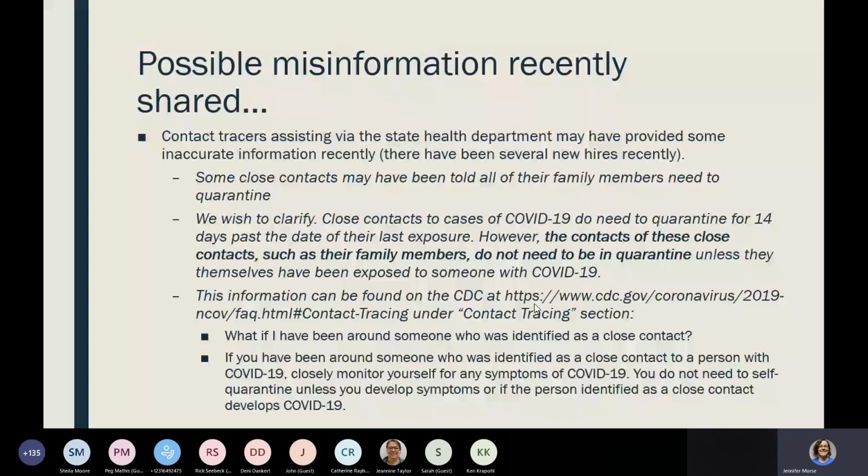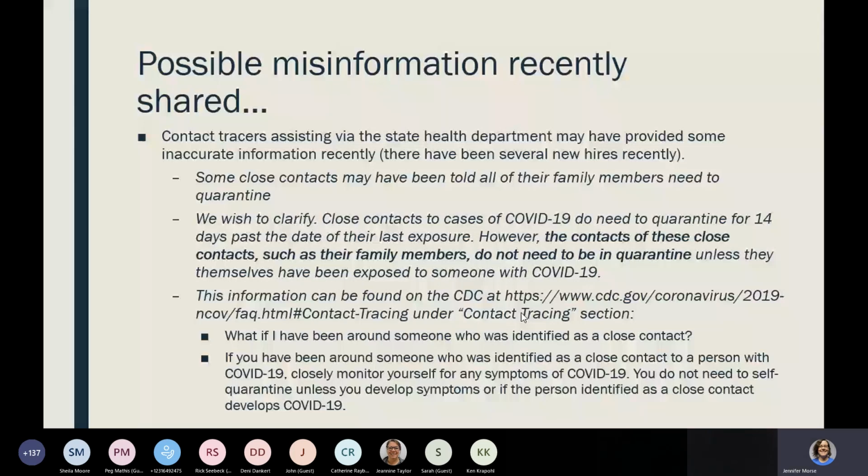It was brought to our attention that there might have been some misinformation shared very recently, in the last couple of days. We get assistance in our contact tracing from the state. They have a contact tracing program. They, like the rest of us, are extremely busy because there are so many cases and contacts, and have recently hired numerous new contact tracers. I think some of their newer contact tracers are still learning the ropes. But we found out that some close contacts were told that their whole family needed to quarantine, which we know is not correct. Only people who are in direct contact with the case need to quarantine. Contacts of contacts do not.